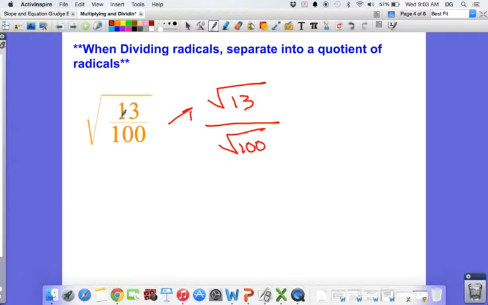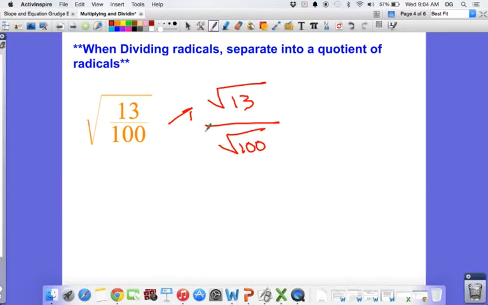So what I'm doing, because this is really just 13 divided by 100. Every fraction is just another way to write a division problem. And so this is really the square root of 13 and the square root of 100. So I'm separating that into what looks like two separate problems. The square root of 13 over the square root of 100.